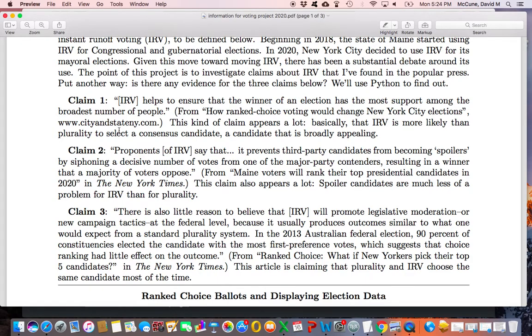Okay, so this claim is saying that you want candidates that are broadly appealing, that will appeal to more people, that are sort of consensus candidates. Sometimes you'll hear people say moderate candidates. You want those kinds of candidates. Instant runoff voting is more likely than our current method to elect such people.